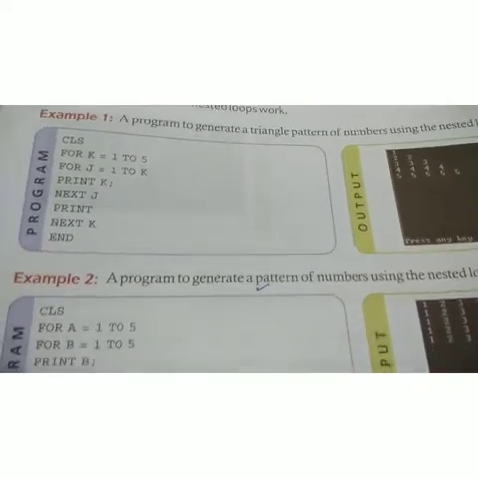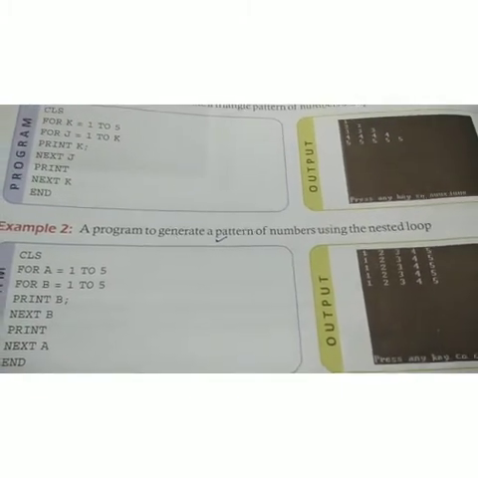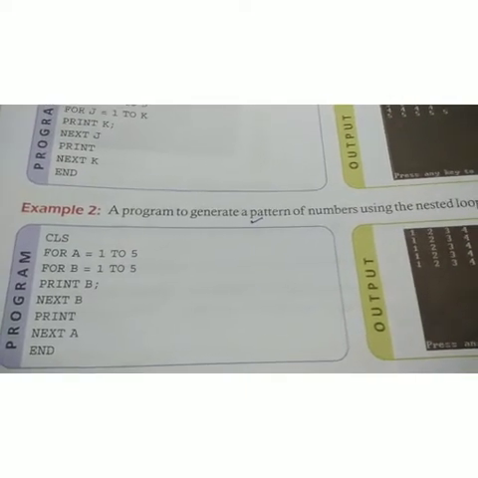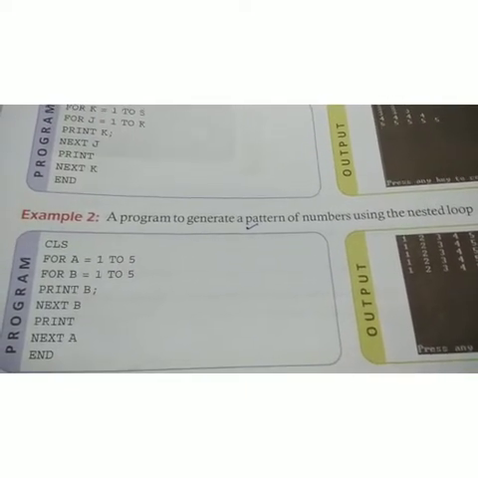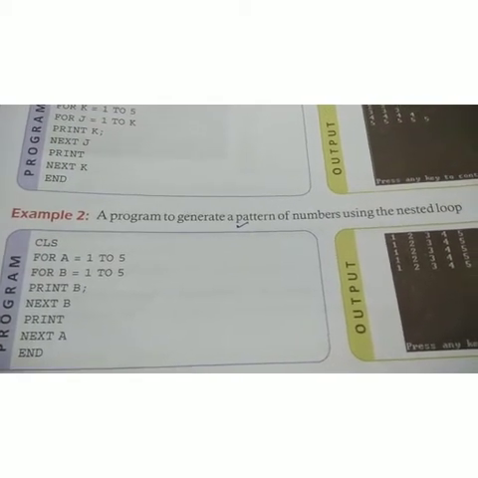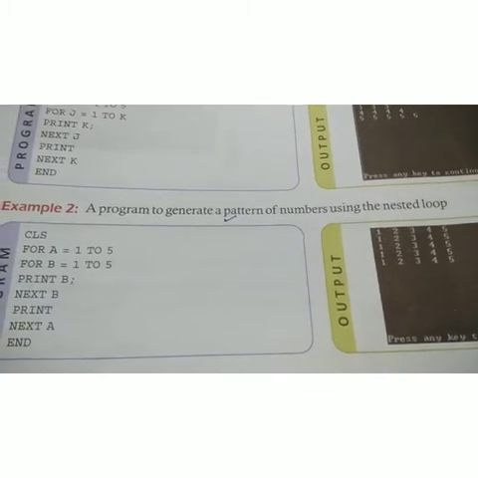Now example number 2: a program to generate patterns of numbers using the nested loop. CLS, for a equal 1 to 5, for b equal 1 to 5, print b, next b, print, next a, then end the program. Now it shows a nested loop pattern.